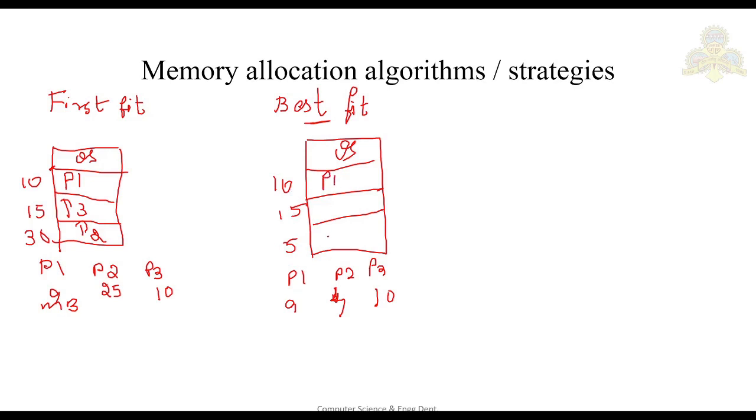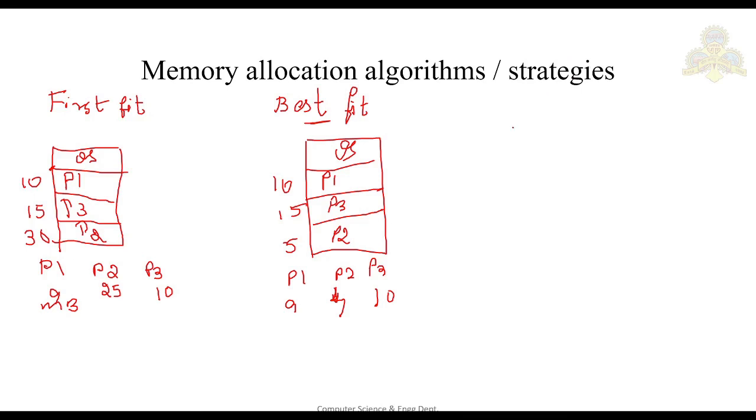Next, you have P2, which is 4 MB. This P2 of 4 MB can be accommodated in this 15 MB slot as well as the 5 MB slot. But which is smallest among 15 and 5? It is 5, right? So keep your P2 in this block. The last one is P3, which is 10 MB. Basically you can keep it here as we have only one slot, right? So this is about your best fit.